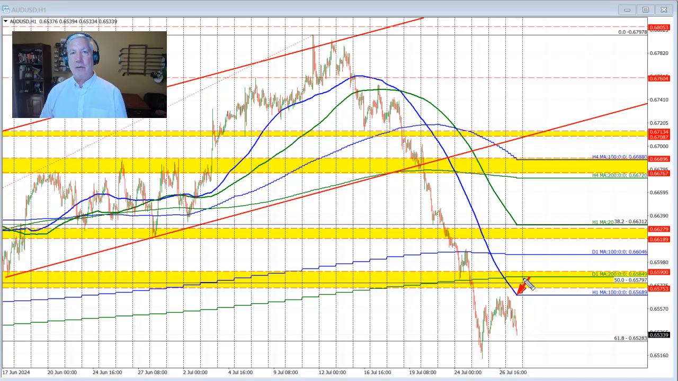Price has to stay above that level and then get above these other levels up here to increase the bullish bias. But it would be a step in the bullish direction. But as you can see, we're moving away from that level toward the 61.8% retracement.